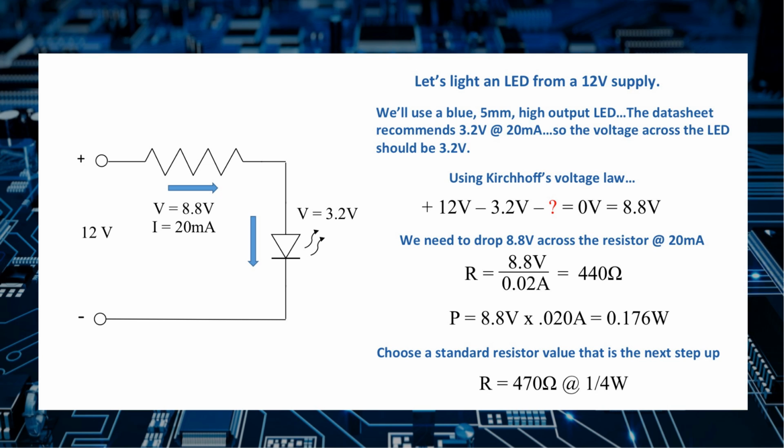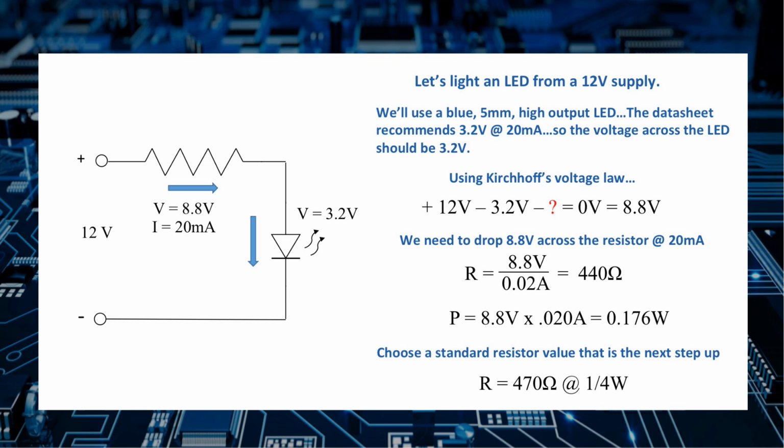Notice that we went higher rather than lower. We'd rather pass less current through the diode than more. Using slightly less than the recommended current will also extend the life of the LED. Using a higher current would have the opposite effect and shorten the life of the LED.